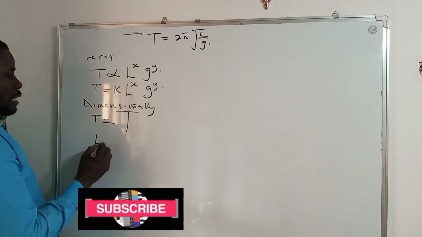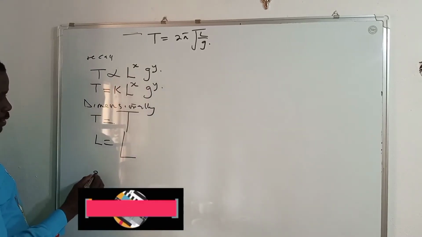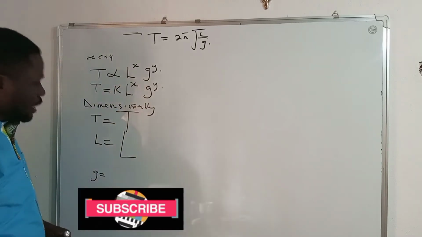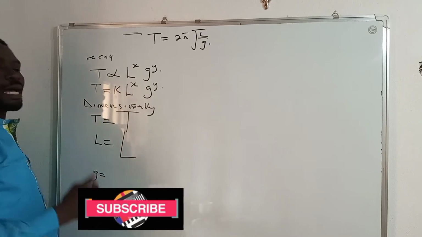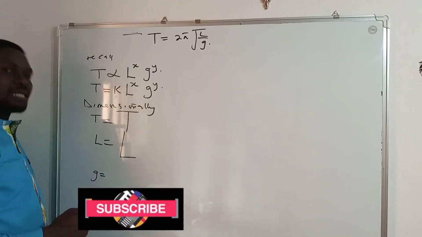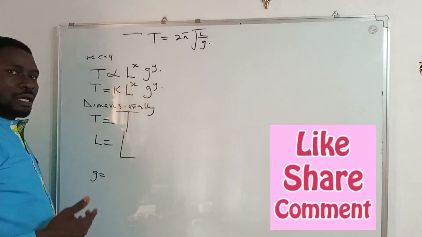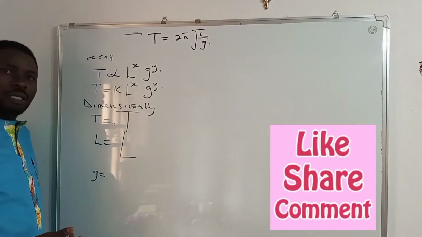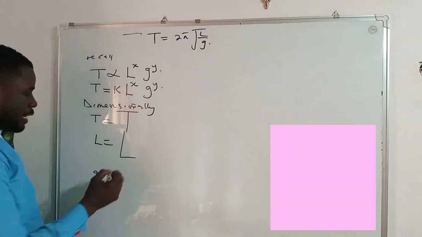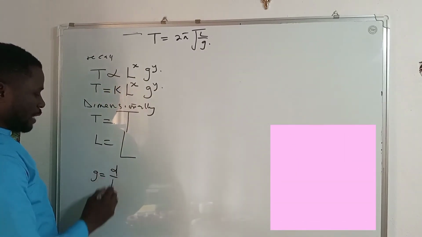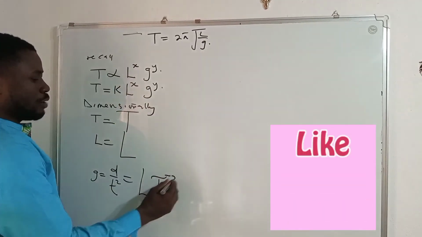Now L has a dimension capital L. The next is g. We were told that g is acceleration due to gravity, and in this context, we will treat acceleration due to gravity as the same as linear acceleration, because they both have the same unit, though they differ in direction. So g, which is acceleration due to gravity, is equal to d all over t squared, and the dimension will be capital L, capital T minus 2.